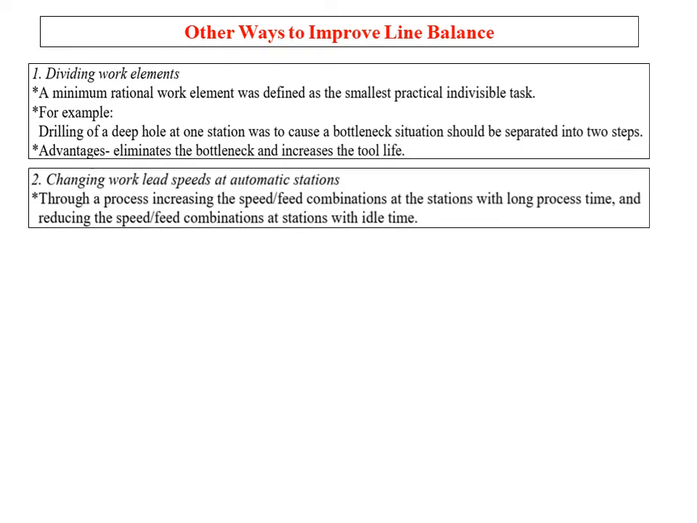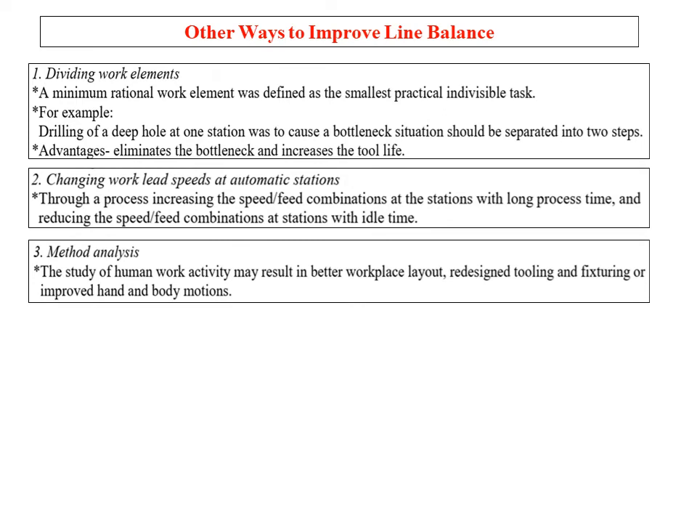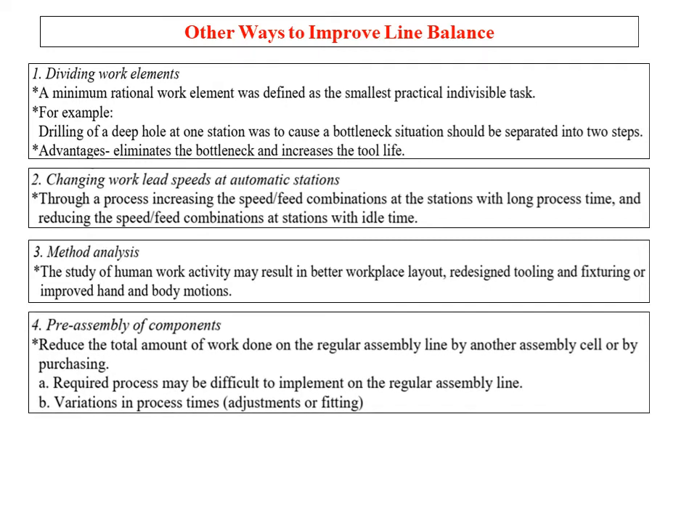Next, you have to change the work head speed at automatic stations. Then you have to go for method analysis, so we can have a method study for a better workplace layout, designed tooling and fixturing, and improved hand and body motions. Then the next one is pre-assembly of components. You have to reduce the total amount of work done on the regular assembly line by using another assembly cell or by purchasing. Then you can have inventory buffers between the stations.